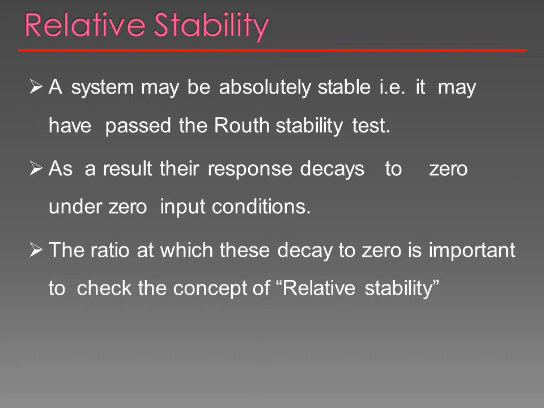Next concept is relative stability. See, the meaning of relative or relativity is when something is compared with another thing, then we call it relative. A system may be absolutely stable, that is, it may have passed the Routh stability test. This Routh stability test we are going to see afterwards. So when a control system passes this test, then it is called absolutely stable. As a result, its response decays to 0 under zero input conditions, and the rate at which it decays to 0 is important to check the concept of relative stability. So I will give you one example to explain this relative stability.